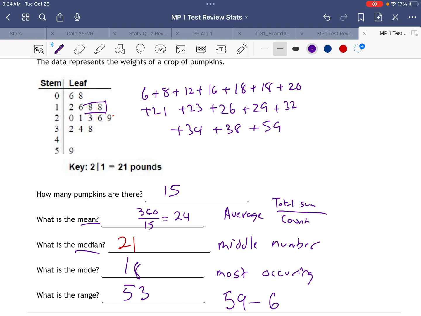So you can expect a stem and leaf plot question similar to this. I'll give you a stem and leaf. You're going to need to be able to describe the count, the mean, the median, the mode, the range.